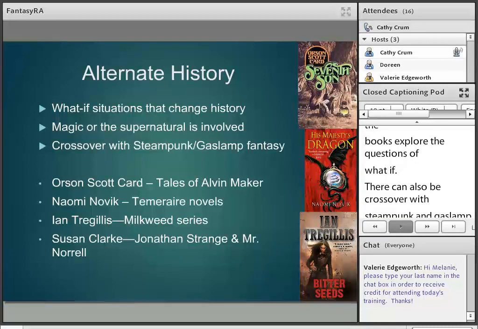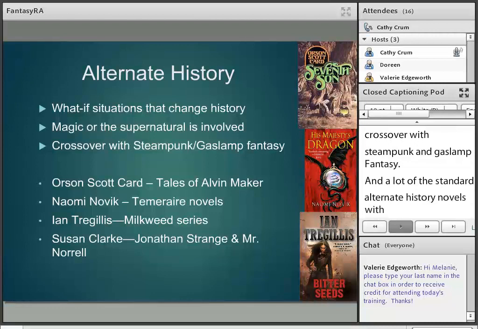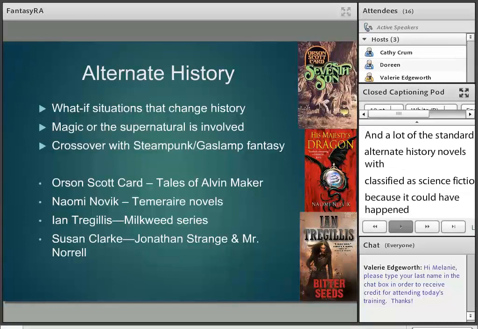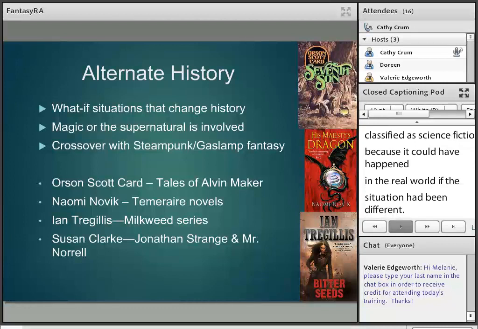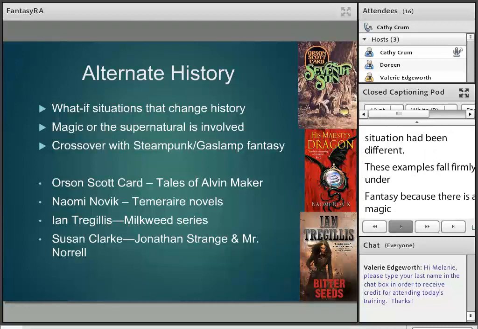A lot of your standard alternate history novels are usually classed as science fiction because it could have happened in the real world if the situation had been different. These examples fall firmly under fantasy because there's magic involved.